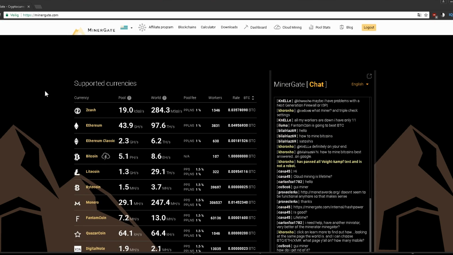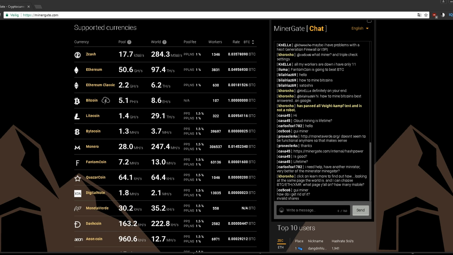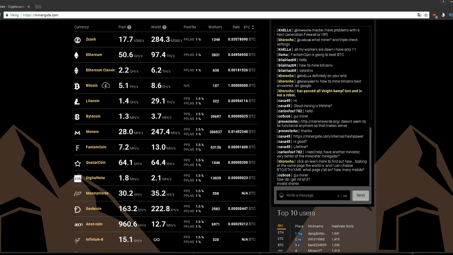Alright, so here we can see that it says supported currencies. These currencies are mineable on Minergate. So for instance, you have Zcash here, Ethereum, Ethereum Classic, BTC, LTC, BCN, XMR, and so on.